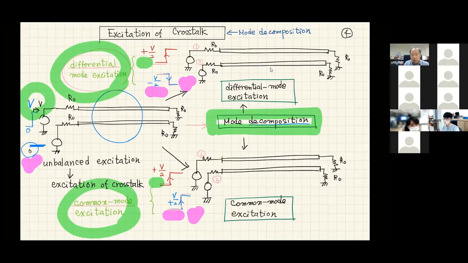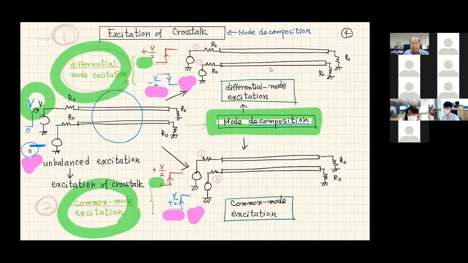So to apply the mode decomposition, we split this crosstalk problem into number one, differential mode excitation and number two, common mode excitation. At the end of analysis, we're gonna add the results of one and two together. That's gonna be the result of the crosstalk.